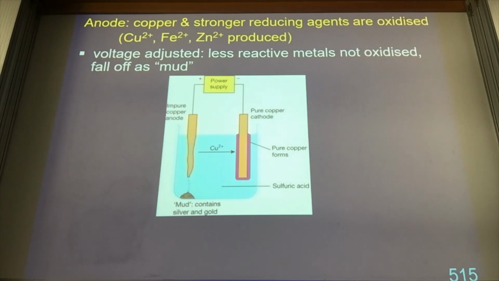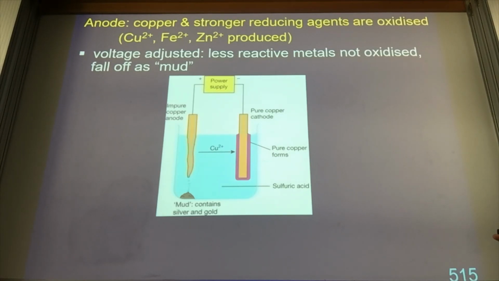both metals below copper in the electrochemical series, them and any other metals below copper will just be oxidised, move into solution. All the metals that are less reactive than copper, such as gold and silver, they will just fall off. As your copper anode oxidises, the less reactive impurities won't be oxidised, they'll just fall off the electrode, fall to the bottom of the cell. So it'll produce mud, a rather valuable mud, and then the copper ions and any other ions in the electrolyte can move over to the cathode.